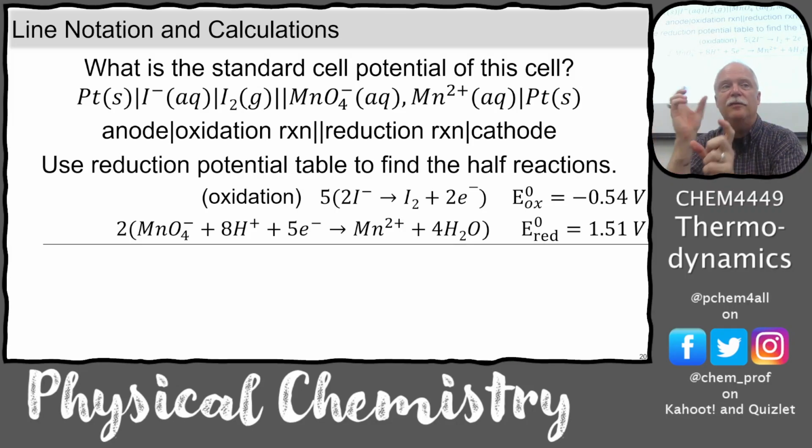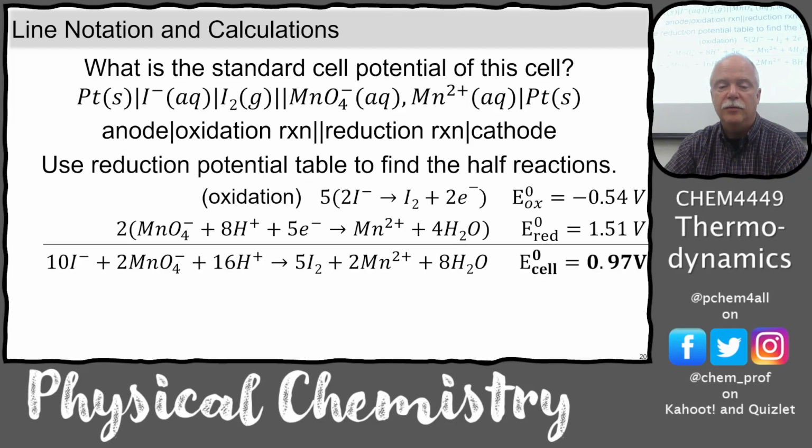So you find them in the table, you flip the oxidation, you stick them together, and then you just have to get the electrons to match up. And so we need 5 for the permanganate, and we only get 2 from the iodide. And so we need to do 5 times the top reaction and 2 times the bottom reaction. And notice we don't multiply the potentials. I emphasized that last time. And so then we add everything up as we come down. And so this is our balanced full reaction. The electrons have canceled, and we have this cell potential of 0.97 volts.